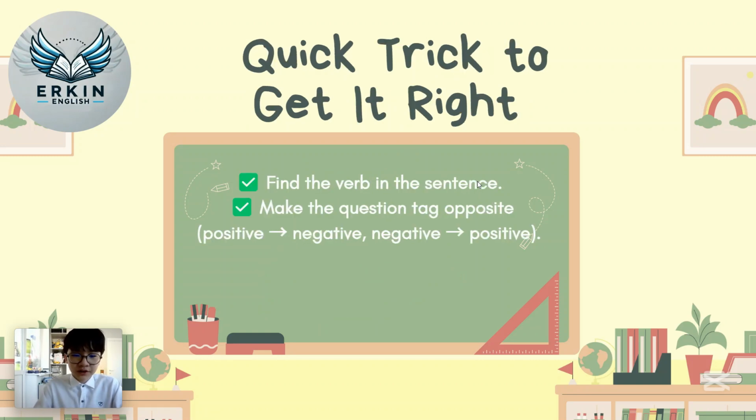Here's a quick trick to get it right. You must first find the verb in the sentence: is, are, do, can, etc. Then make the question tag opposite. As we mentioned earlier, the rule is positive, negative, negative, positive. That's it, just follow these two steps and you'll never get it wrong.